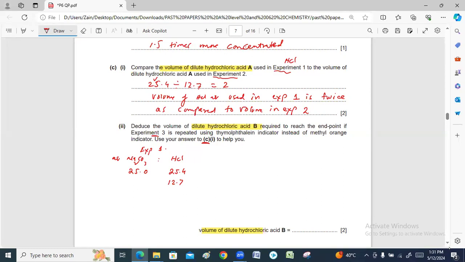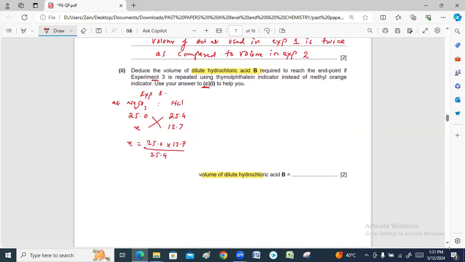So if we compare how much volume will be required for the complete reaction, this is 25.0 times 12.7 over 25.4. So this volume would be 12.5 centimeter cube of sodium carbonate. So 12.5 centimeter cube of sodium carbonate will be required to neutralize 12.7 centimeter cube of hydrochloric acid.